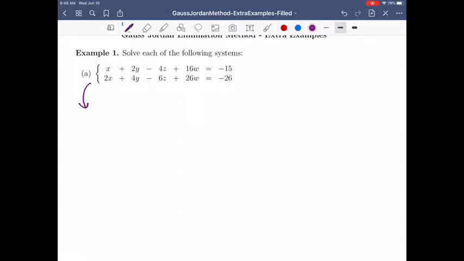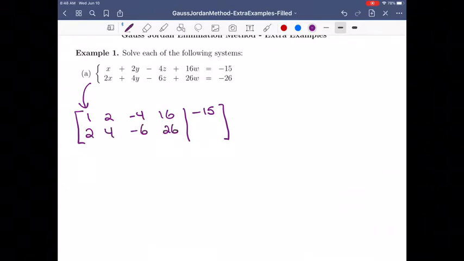So we're going to put this into a matrix. It's going to have 2 rows and 4 columns, and then our vertical line, and then 1 more column. Negative 26. Okay, so we're going to start in the top left corner, pivot around that 1. It happens to already be a 1, so we want to make this a 0.